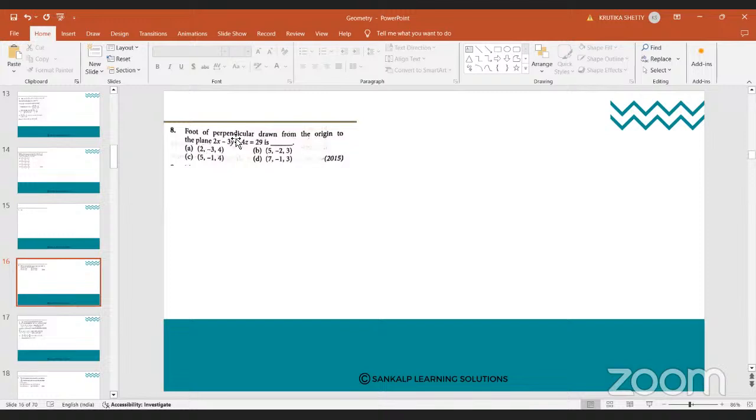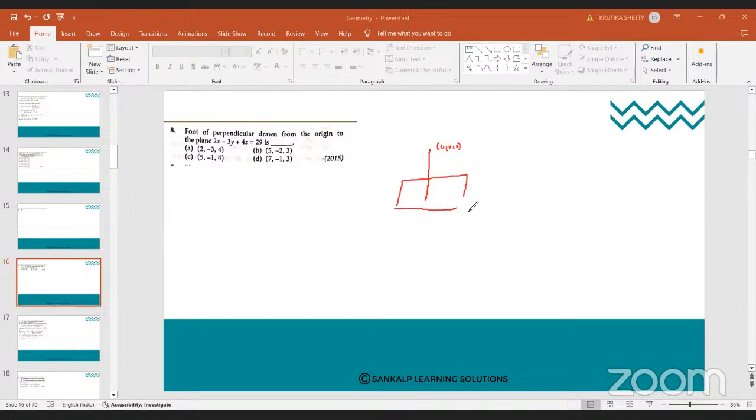Next, foot of the perpendicular drawn from the origin to the plane 2x minus 3y plus 4z is equal to 29. So here we need to calculate the foot of the perpendicular, that is the point of the perpendicular drawn from the origin to the plane. See, the point is given to us. The point is 0, 0, 0, and from there we are drawing a perpendicular on the plane.